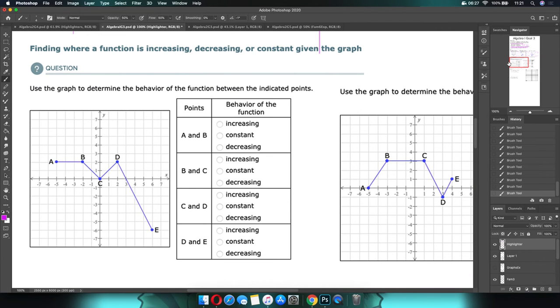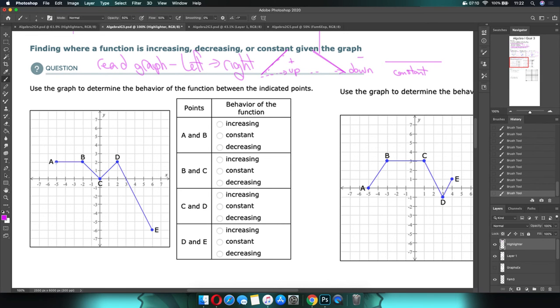Next one. Finding whether a function is increasing or decreasing given the constant. So again, we were talking about this in another video. You read a graph like you read words from left to right. So a graph, there's my straight line. If I read that going from left to right, that's going up, which means it's positive. If I read a graph like that, it's going down, which means it's negative. And then a flat line is constant because it is flat, meaning it does not change.